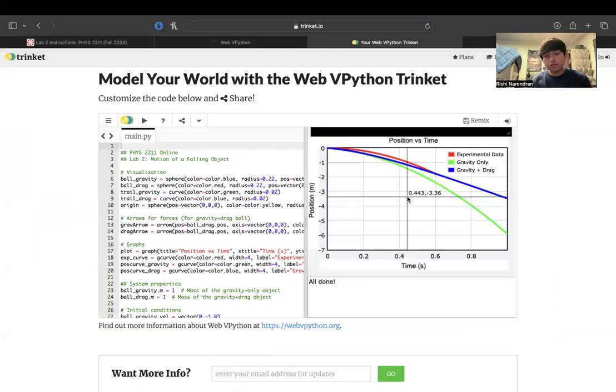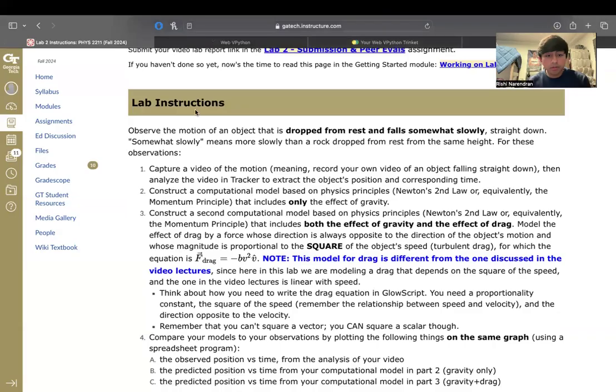So these are my position versus time graphs. As you can see, green represents gravity only, blue represents gravity plus drag, and red represents the experimental data. And I was able to do this all in GlowScript as opposed to another spreadsheet model.